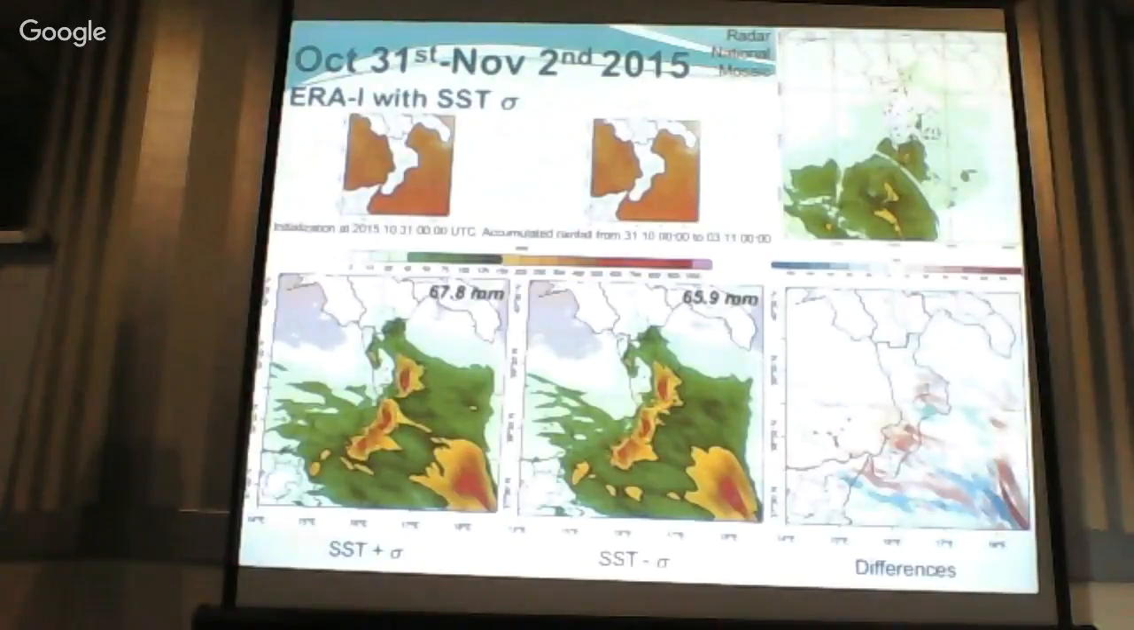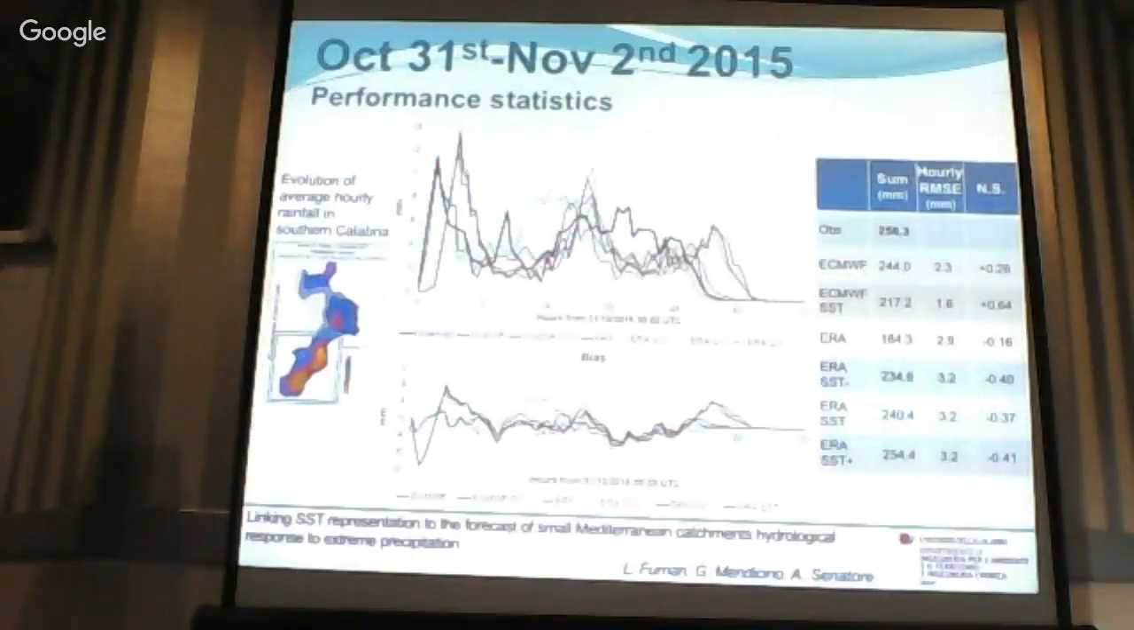And the analysis for SST plus sigma and SST minus sigma, that is standard deviation, are consistent. I mean, we have here the peak precipitation with the SST minus standard deviation, here SST, and here SST plus standard deviation. But you see that the differences are very small.